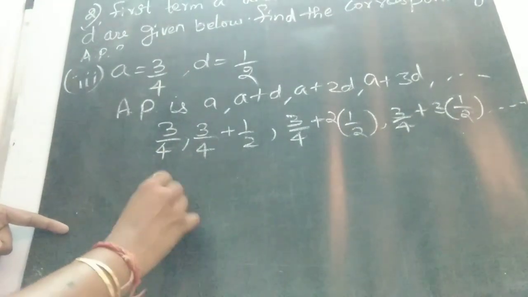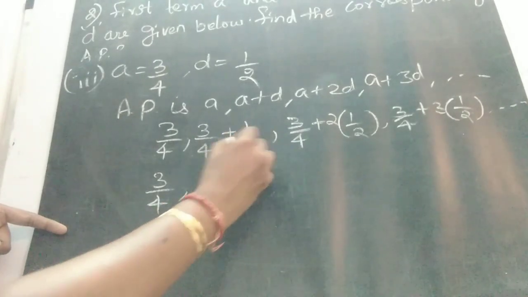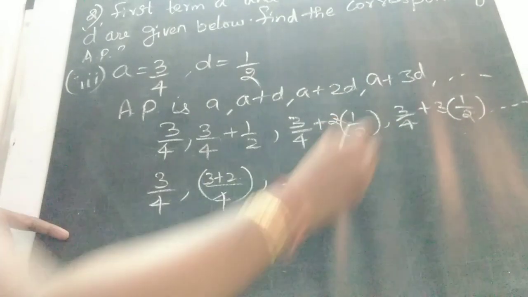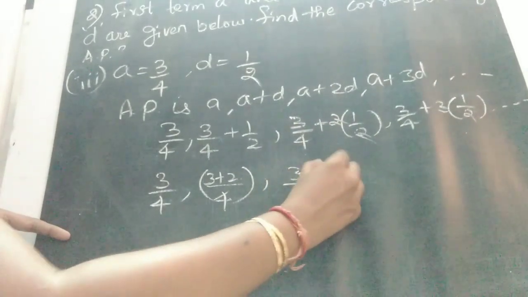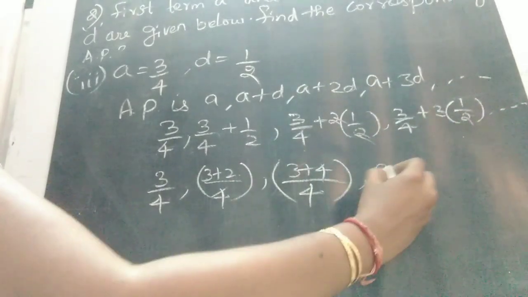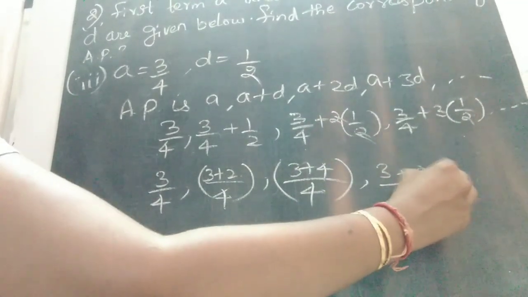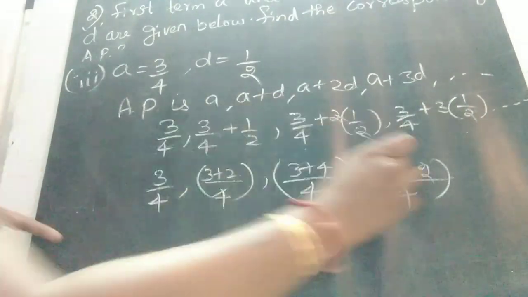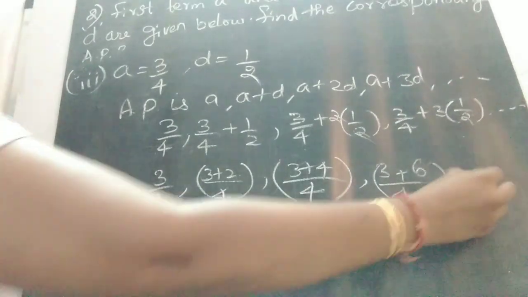Therefore, that is 3 by 4. For this one take LCM 4. The numerator is 3 plus 2. The next one, again 2 and 2 get cancelled, 3 by 4 plus 1 by 1. So take LCM 4, 3 plus 4 by 4. Your next term is 3 by 4 plus 3 by 2, right? Take LCM 4, so you get 3 plus 6 divided by 4. Here the numerator has 3, so 2 into 3 is 6. So 6 by 4. It goes on like this.